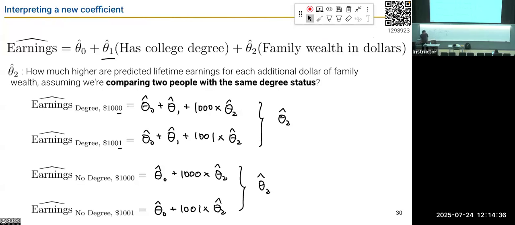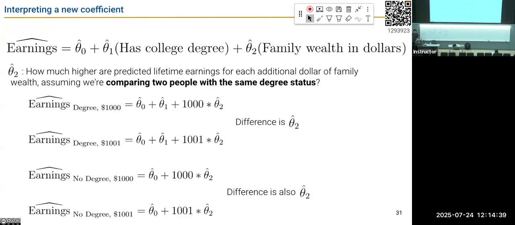So that's how we interpret theta 2 hat. Holding the same degree status, for a person that has one more dollar in family wealth, how much higher is the predicted lifetime earning? So you're holding the degree status constant. And this effectively helps us control the effect of family wealth. Now we can separate how the college degree impacts earnings, and how the family wealth impacts earnings.